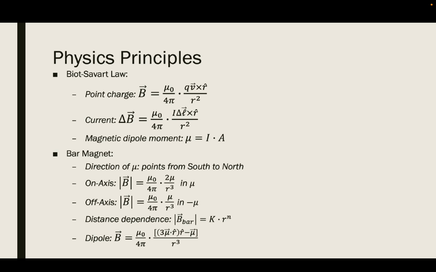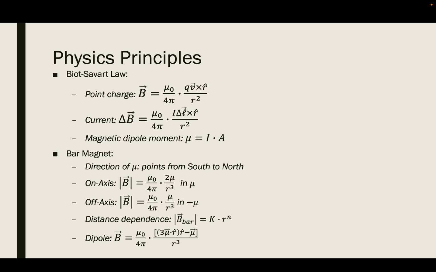The main physics principle we'll use in this lab is the Biot-Savart law. The magnetic field of a point charge is equal to the magnetic constant times the cross product of qv and r hat over r squared. The magnetic field of a current wire is also given as the magnetic constant times the cross product of the current times change of length and r hat over r squared. The current here is always the conventional current.